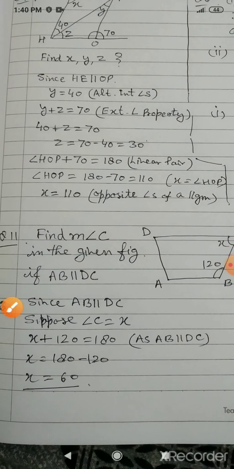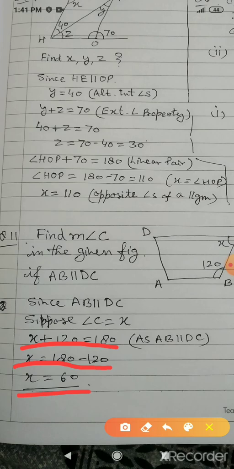Now I have written here x plus 120 is equal to 180, as we know that one pair of opposite sides is parallel, so in a trapezium the sum of two adjacent angles is always supplementary, or 180, so x is equal to 180 minus 120, x is equal to 60.